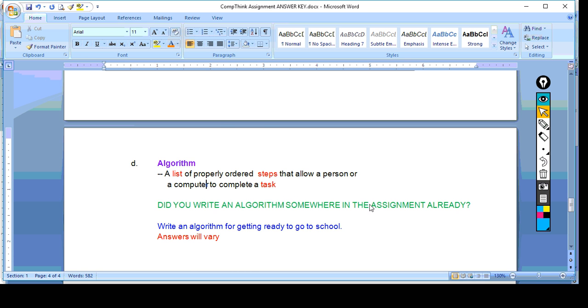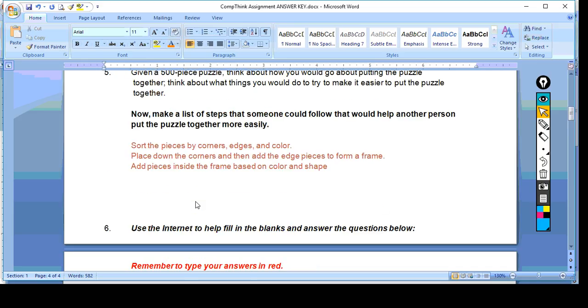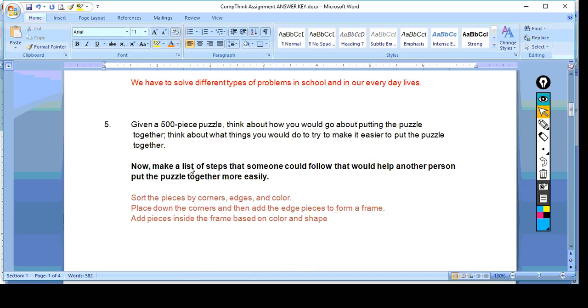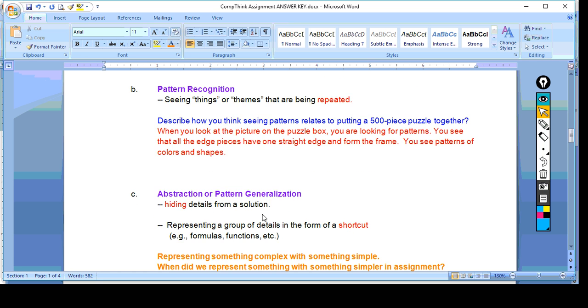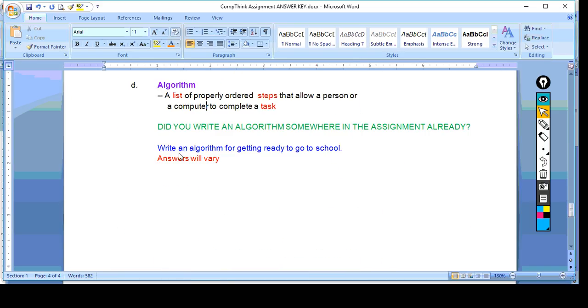Did you write an algorithm somewhere in this assignment? Well, we kind of did in number 5. Make it a list of steps that someone could follow that would help them put the puzzle together. Whatever you wrote in here, some people actually did step 1, step 2, step 3. That's an algorithm. And then write an algorithm for getting ready for school. So hopefully you wrote down a list of steps that you would follow in order to prepare for going to school.